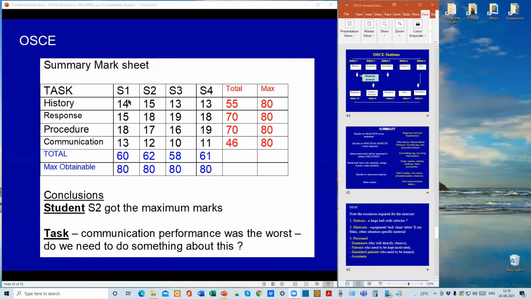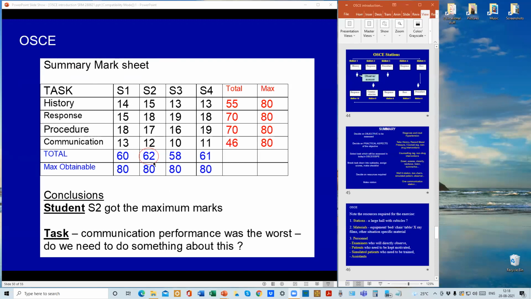So student 1, out of 20 marks for the history station, got 14. In the response station, out of 20, he got 15. Procedure, he got 18 out of 20. Communication, he got 13 out of 20. This is student 2, this is student 3, and this is student 4. Now, when you look at the students' marks, S1, S2, S3, and S4, we can identify that student 2 got the maximum marks, and he was ranked 1 in this exercise.